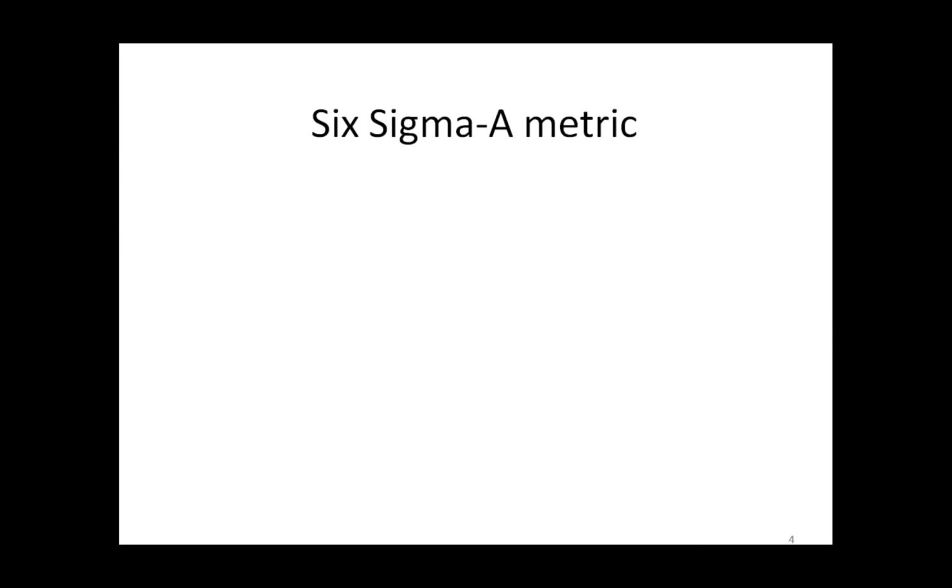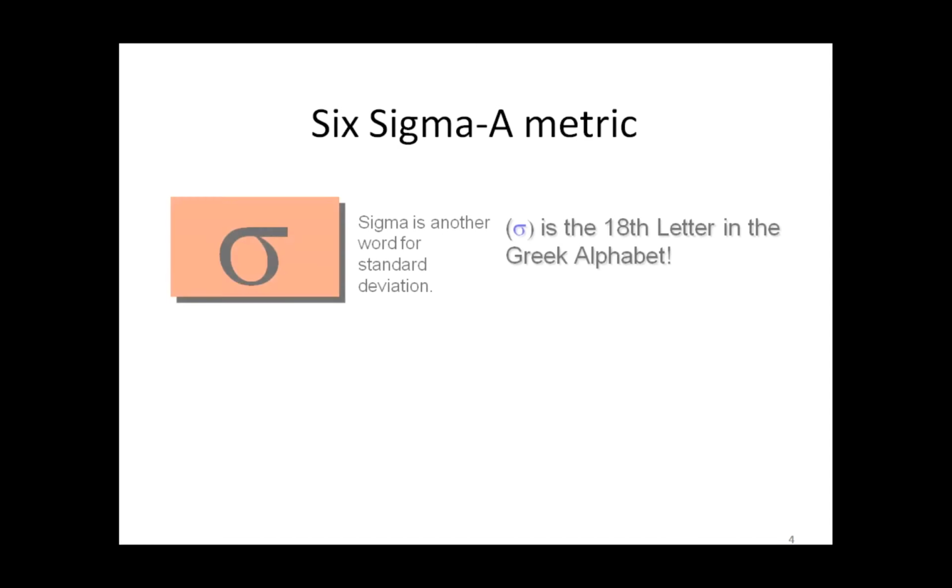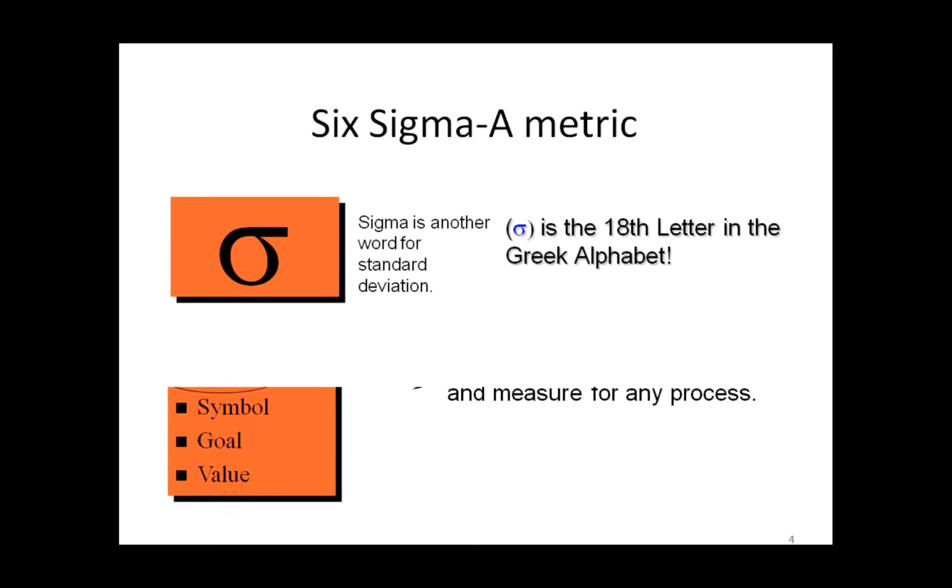So I'm going to start with the first association. When we say Six Sigma, we say it's a metric, and as I said, the symbol that comes to our mind is the standard deviation. For those who are new to this term, just remember this as a metric to measure defects. A quick note here: sigma is the 18th letter in the Greek alphabet, and essentially it's a metric to measure the effectiveness of any process.